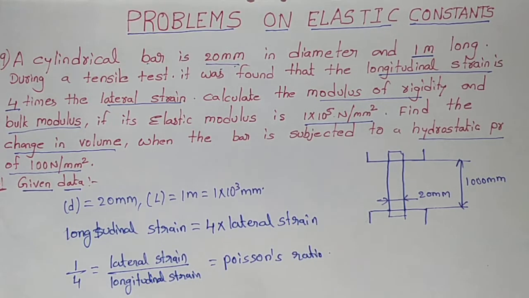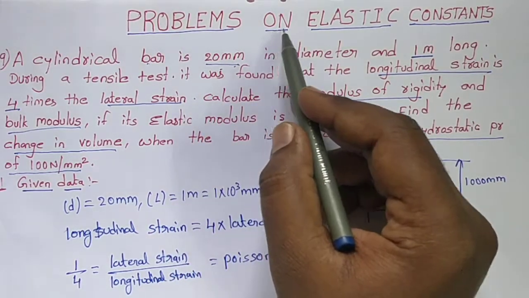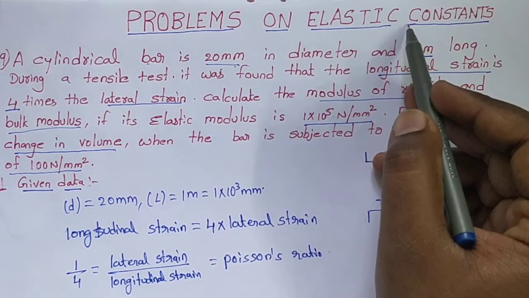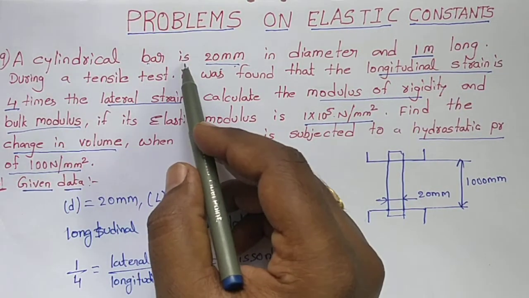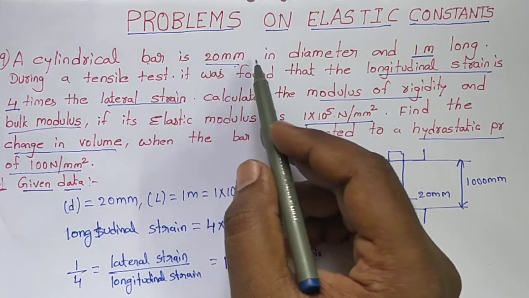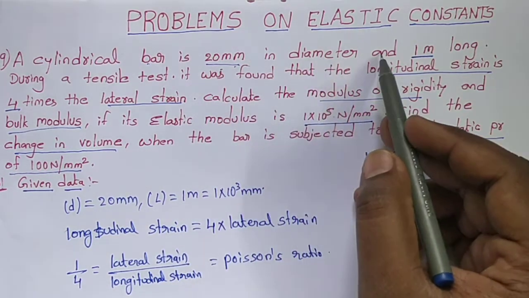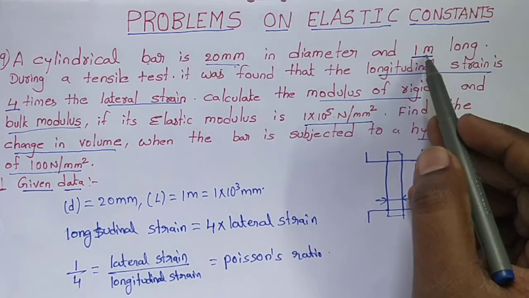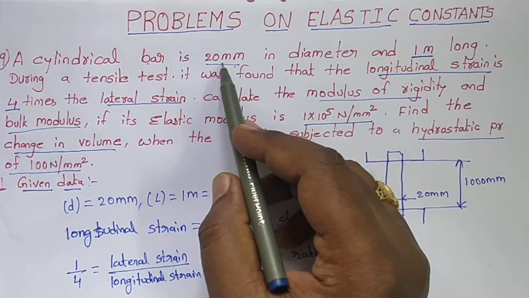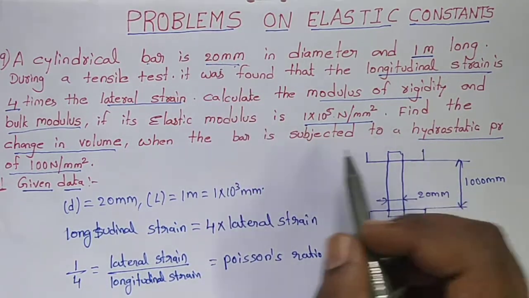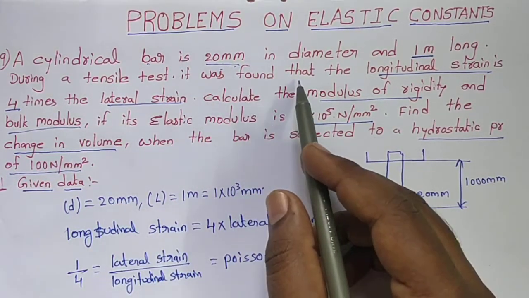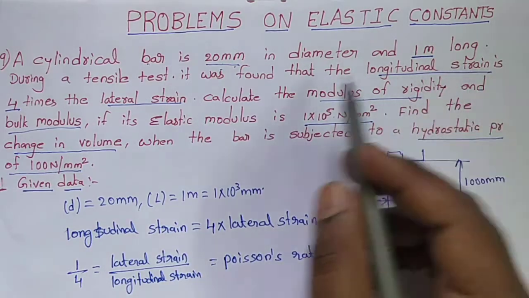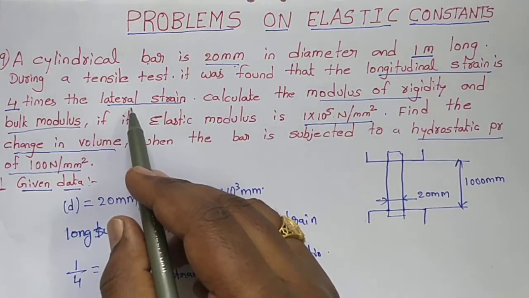Today I am going to solve problems on elastic constants. The problem given is that a cylindrical bar is 20 millimeters in diameter and 1 meter long. The length of the bar is 1 meter and the diameter of the bar is 20 millimeters. During a tensile test, it was found that the longitudinal strain is 4 times the lateral strain.